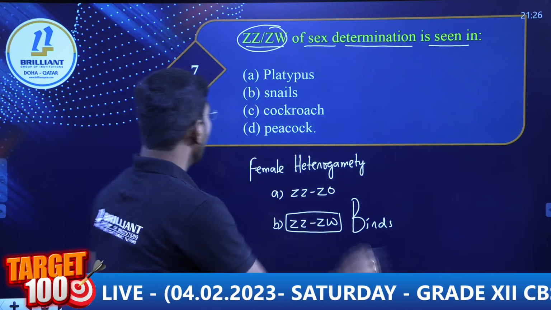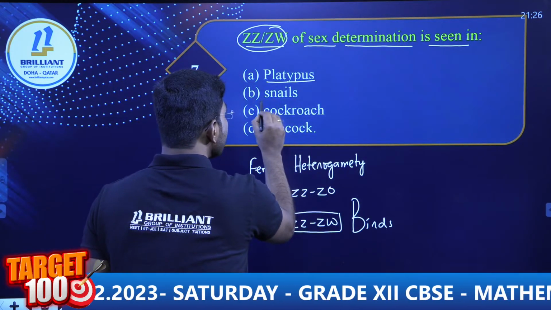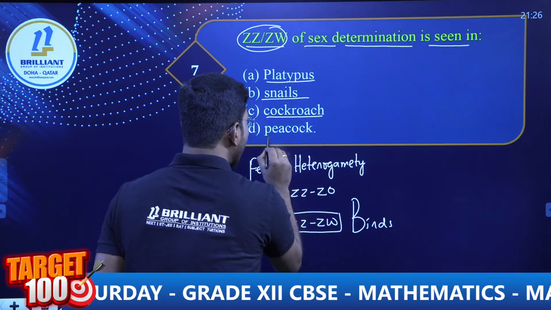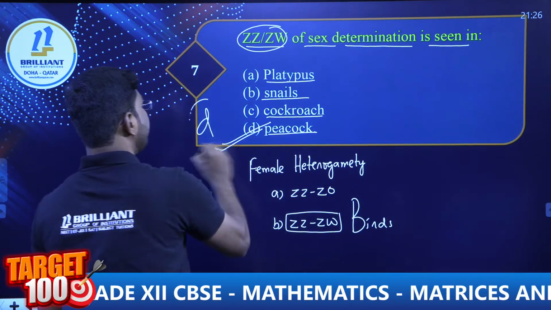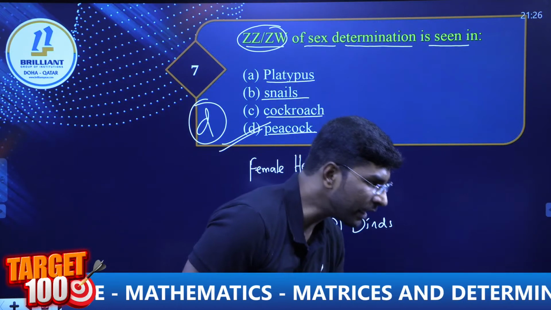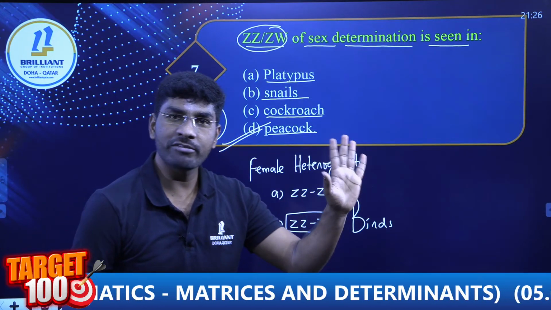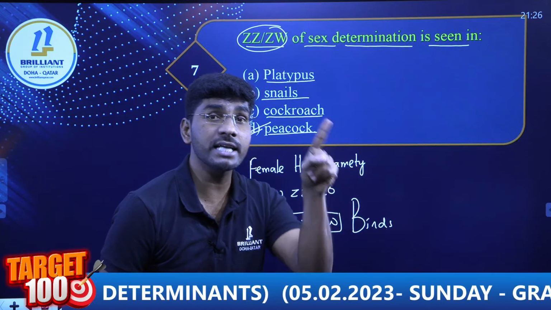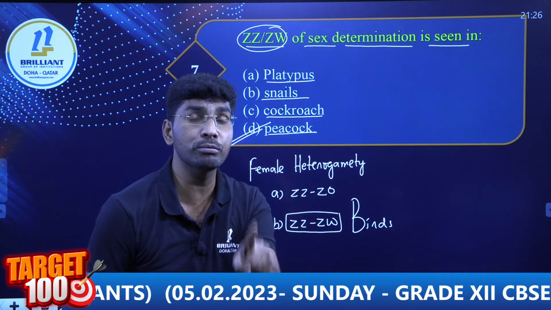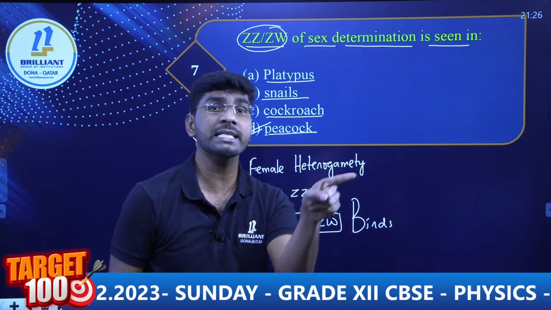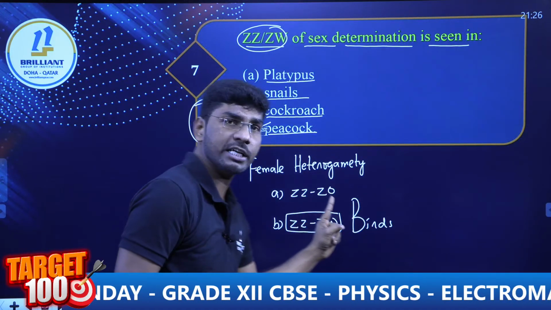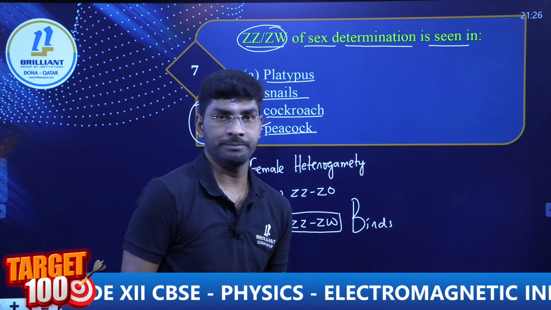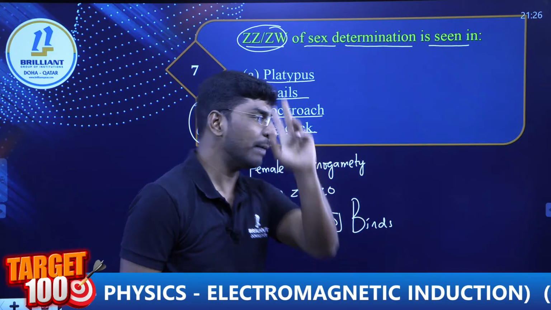What is option 1? Platypus is a mammal, snail, cockroach, and peacock bird. Option D. Yes, very good. Till here everything clear. In case of insects, XX, X0. In case of human beings and Drosophila, XX, XY. This ZZ, Z0 is in a few types of moths. Am I clear? I'm going to the next question.